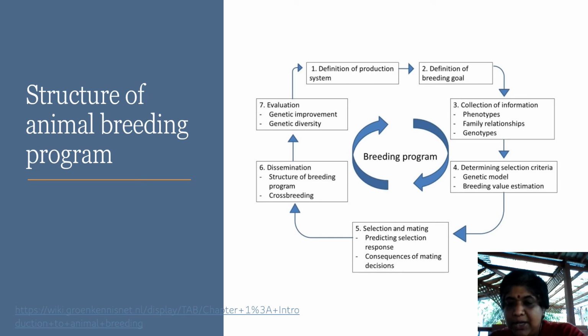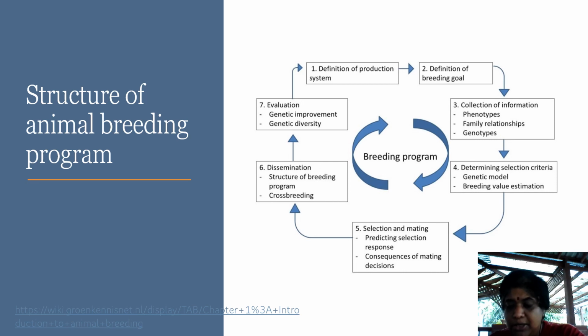Then we looked at selection and mating. In selection and mating, what we want to achieve is prediction of selection response. And what happens if you start mating and crossing with different individuals? Do you have the consequences of mating? If you now have a selection intensity of a 95% threshold, what are the consequences of that? So this comes here. All right, then we move on to dissemination and structure of the breeding program.